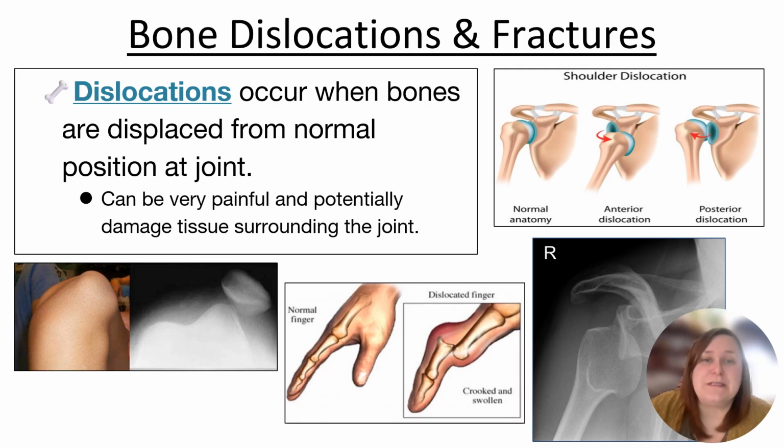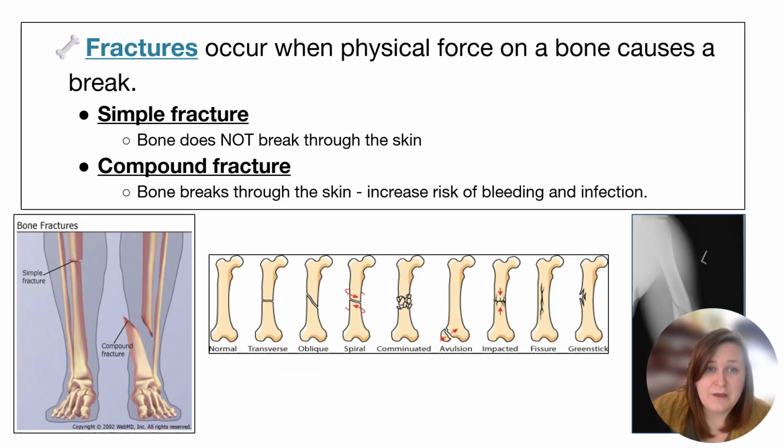You can also have bone dislocations or fractures. Dislocations occur when bones are displaced from the normal position at the joint. It can be very, very painful and potentially damage the tissue surrounding the joint. Fractures occur when a physical force on a bone causes it to break. In a simple fracture, the bone does not break through the skin. In a compound fracture, the bone actually breaks and then comes through the skin. This is the more complex fracture because you have an increased risk of bleeding and infection anytime you're breaking the skin.